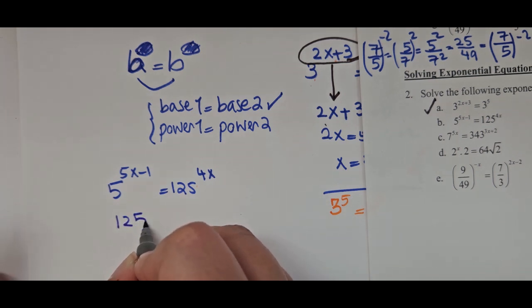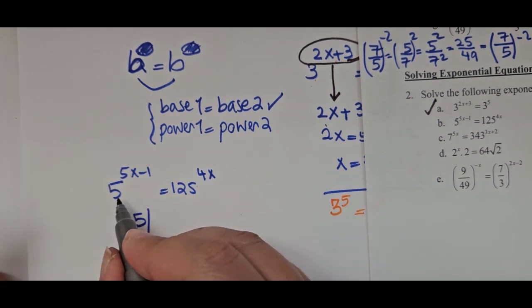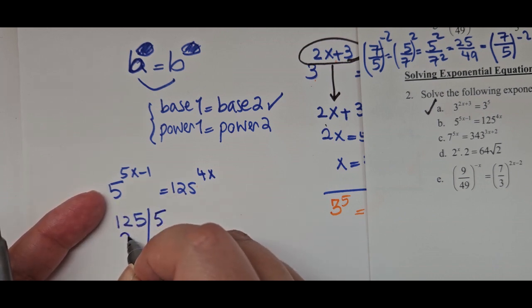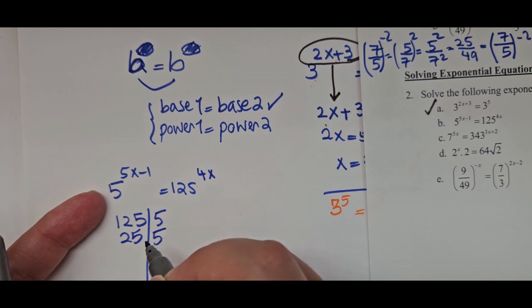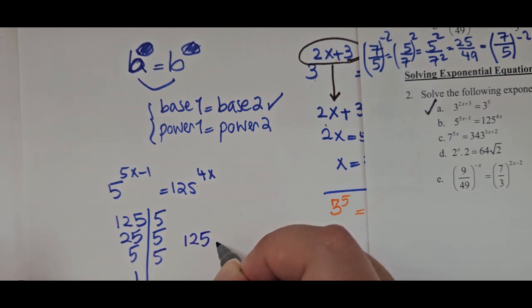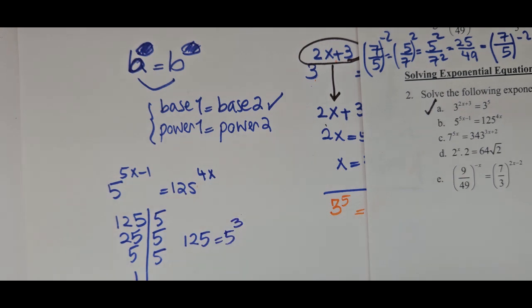So 125, I want to change it. I want to take the common base as 5. So I divide it by 5, I will get 25. 25 divided by 5, I would get another 5. 5 again divided by another 5, it's 1. So 125 is equal to 5 to the power 3.